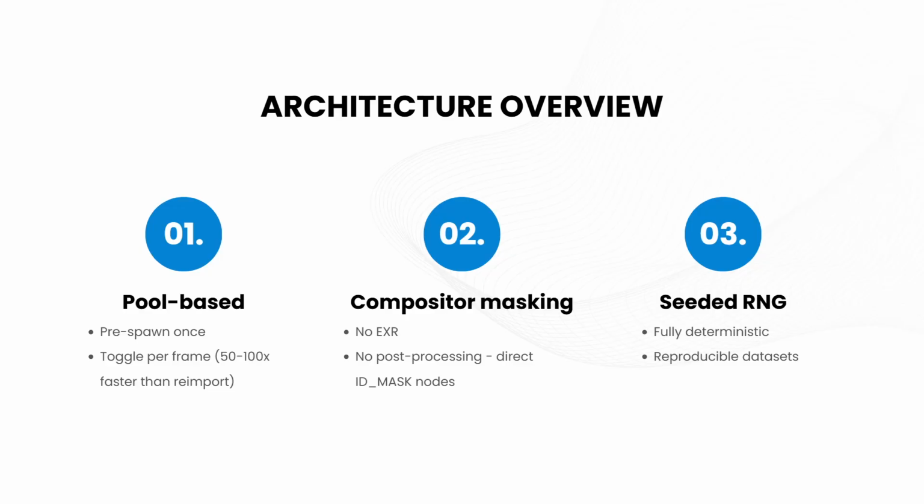We also make a decision about our compositor masking. Instead of using a built-in support with EXR, we use a KV provided example with ID mask nodes. This approach is a lot simpler and more fitting to our use case. We also support seeded RNG, allowing fully deterministic randomization. This is to support reproducibility within our datasets.